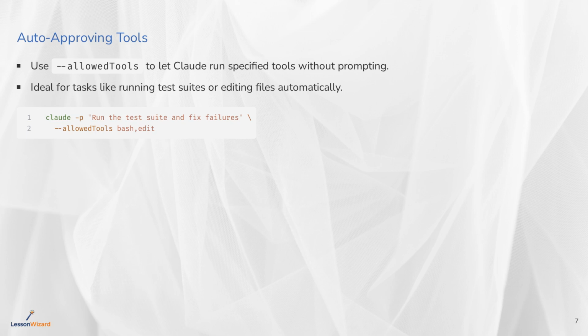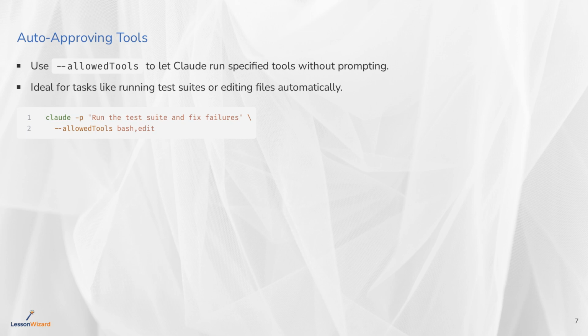Granting Claude permission to execute certain tools removes the interactive approval step, which is essential for fully automated pipelines. By listing tool names in allowedTools, you tell Claude it can safely invoke those commands. This slide demonstrates a typical use case where a test suite is run and failures are patched on the fly, streamlining the feedback loop.